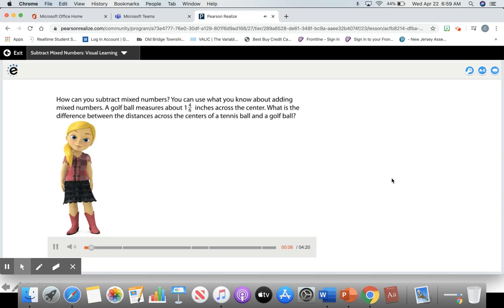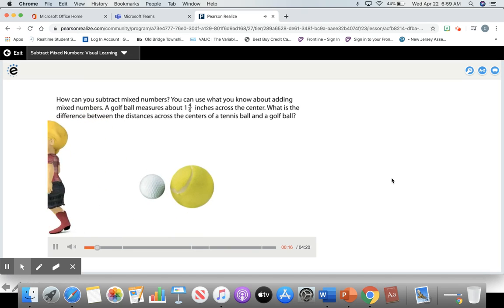How can you subtract mixed numbers? You can use what you know about adding mixed numbers. A golf ball measures about 1 4/6 inches across the center. What is the difference between the distances across the centers of a tennis ball and a golf ball?